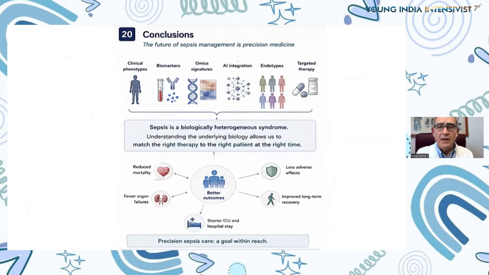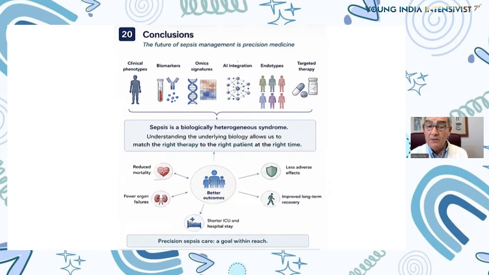Before showing a couple of studies that may illustrate the point at which we have elaborated our knowledge, I want to conclude on the future management of sepsis in precision medicine. We have summarized in the previous slide the various opportunities for an integrated approach up to reaching a targeted therapy.